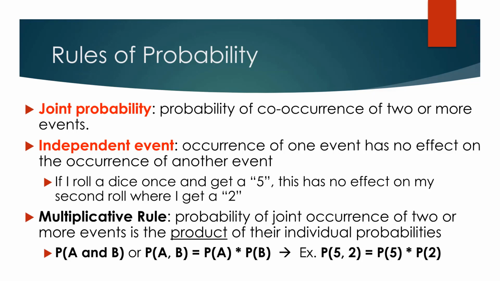Or the probability of drawing a 10 or a face card, and then the probability of drawing an ace, and I multiply them together. That is a joint probability.